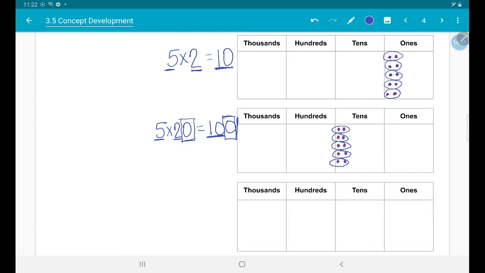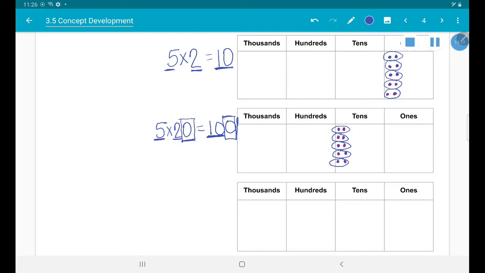We can prove why this is. Let's look at 100. There's 2 zeros in my answer, but in the factors that I multiplied together, I only had 1 zero. Why is that? It's because 5 times 2 equals 10. So I write my 10 down, then I add the 0. So 5 times 20 equals 100.